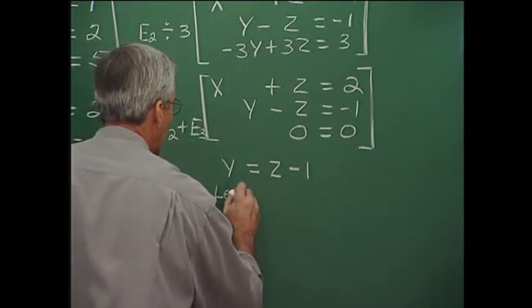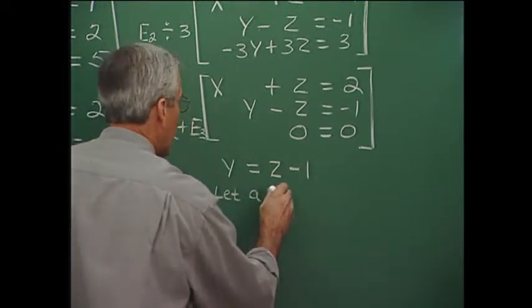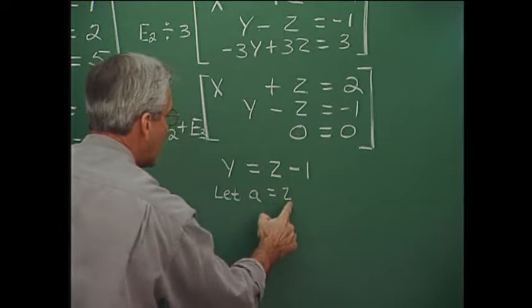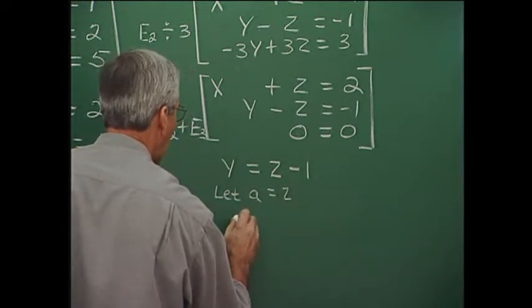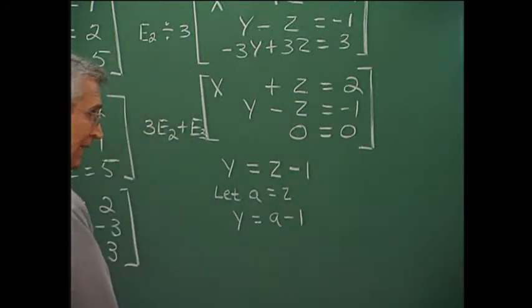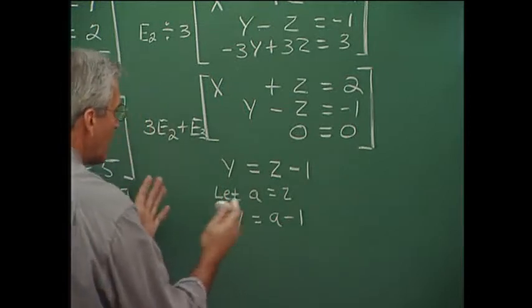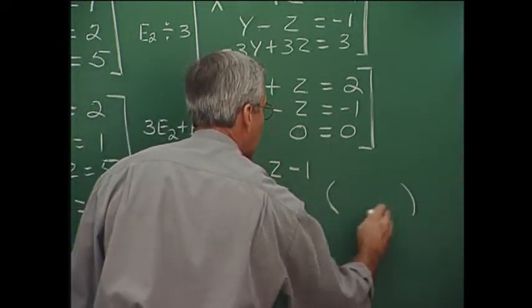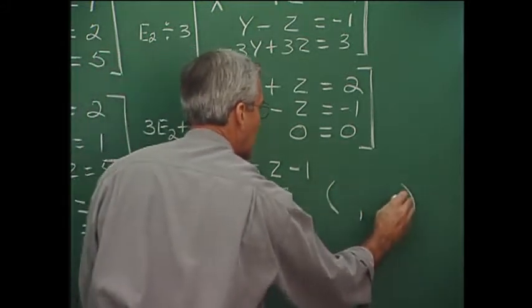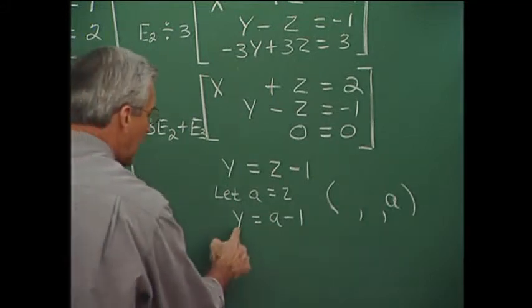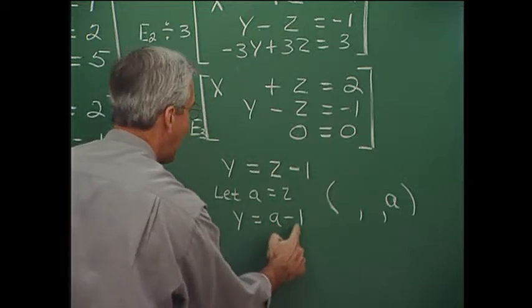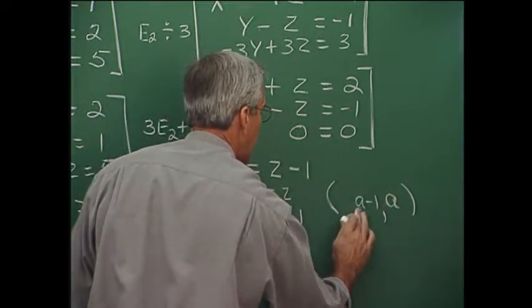I'm going to let A stand in for z. Now, A is any real number. So if z is any real number, then y is A minus 1. And you see, my ordered triplet is kind of shaping up like this. I have 3 positions here, and the z, the third item in the ordered triplet, is this any real number. And the second item in the ordered triplet is this any real number that I chose for the last one, minus 1. So this is A minus 1.